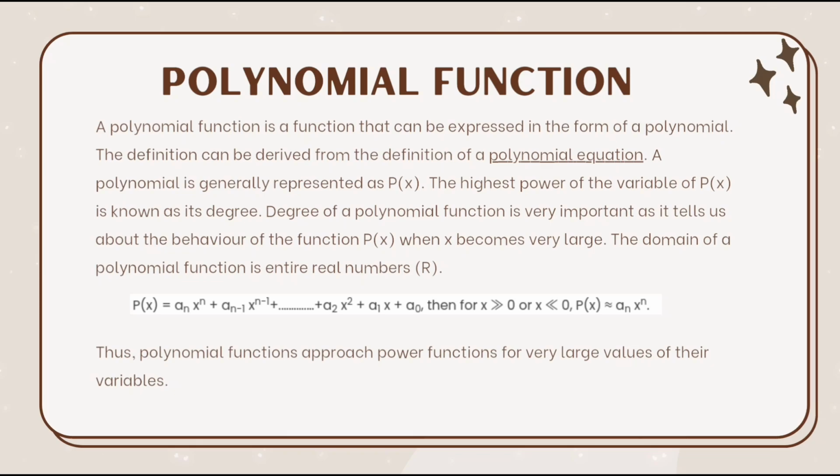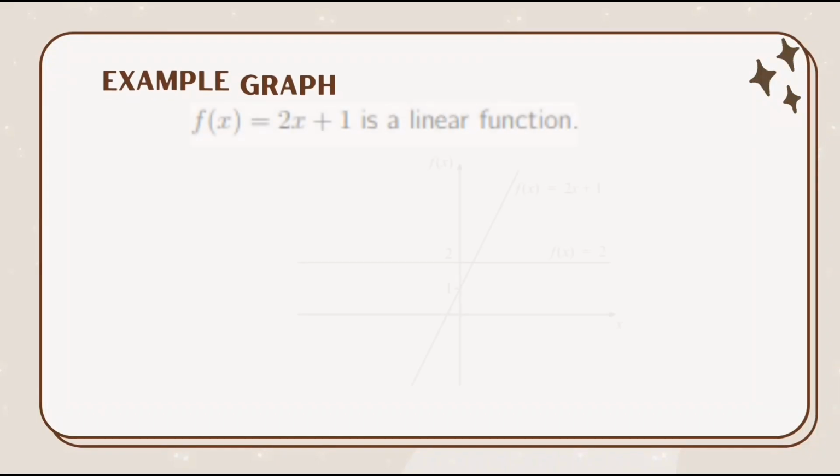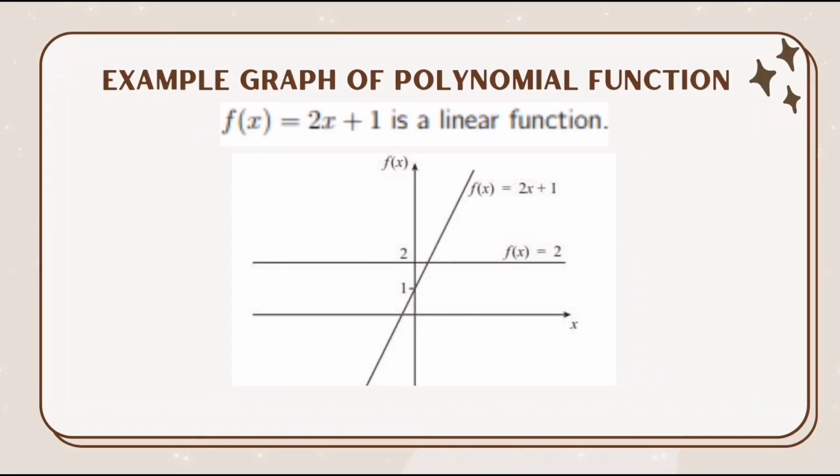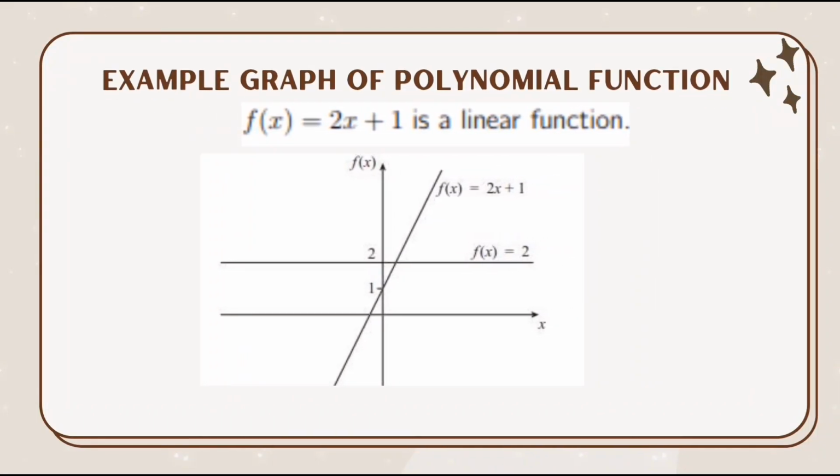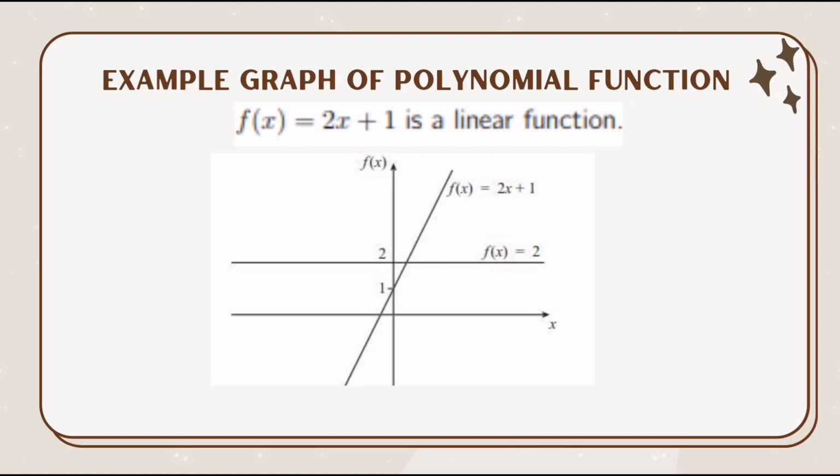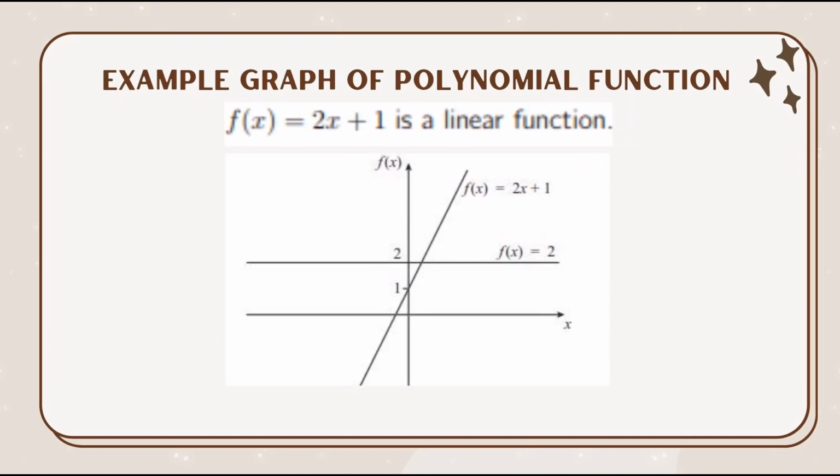The degree of a polynomial function is very important as it tells us about the behavior of the function p(x) when x becomes very large. The domain of a polynomial function is all real numbers. Thus, a polynomial function approaches a power function for very large values of its variable. So, this is an example graph of a polynomial function. The graph shown is a linear function, f(x) equals x plus 1.